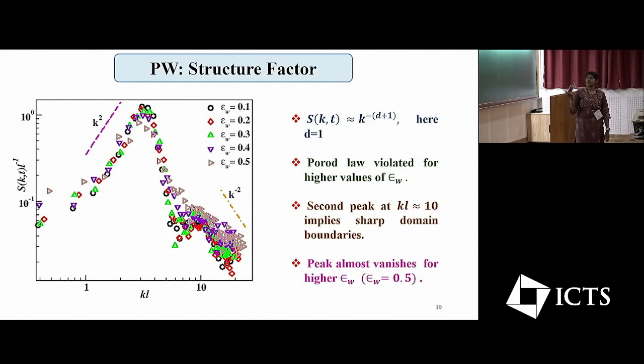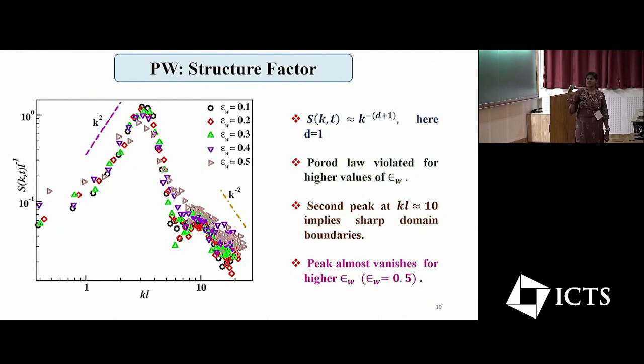The further structure of the system can be investigated using the structure factor, which, in the large scale limit, S(k,t) is approximately equal to k to the power minus (d plus 1), where d is the growth dimension. So for lower values, it follows k to the power minus 2, corresponding to one-dimensional growth. But for higher values, we can see that it is deviating from the Porod law behavior of one dimension. And also, for lower values, there is a second peak corresponding to kL approximately equal to 10, which is the domain boundaries which we saw for lower values of epsilon.